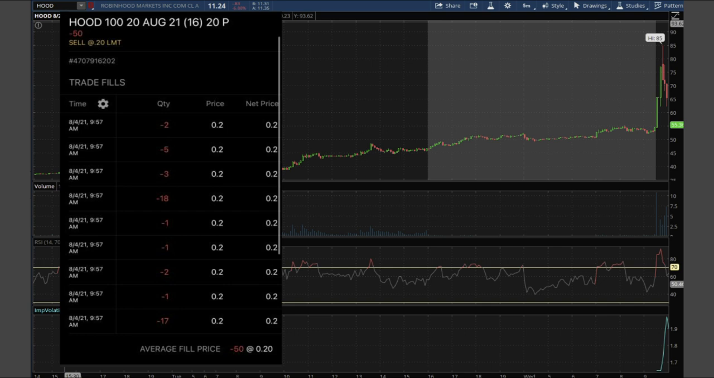But in plain English, as long as Robinhood stayed above 20, we were going to hit max profit on the trade. And you can't even really see 20 on the chart. That is how big of a cushion we get. And the reason that we were able to get that cushion, again, is because of this spike in implied volatility.